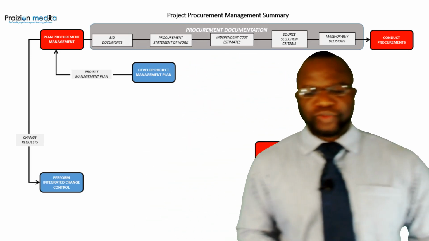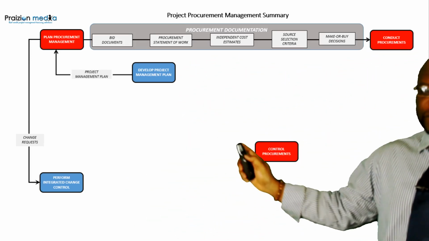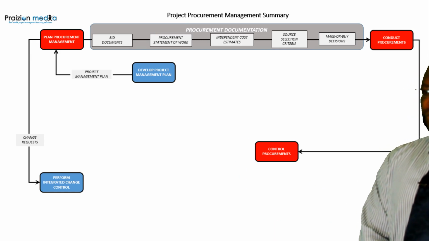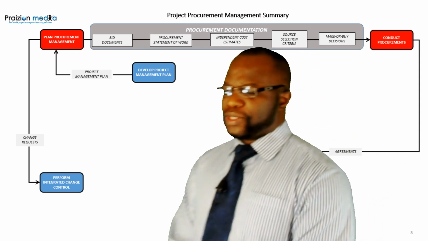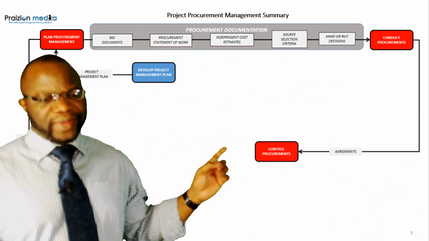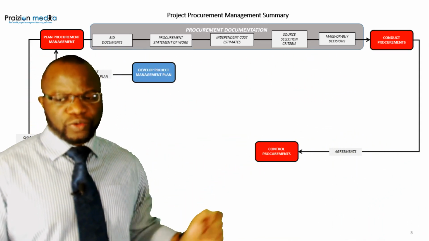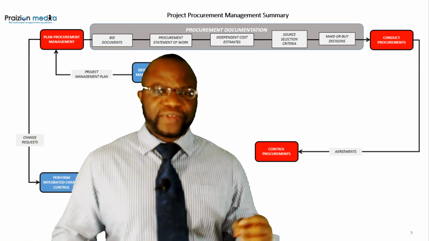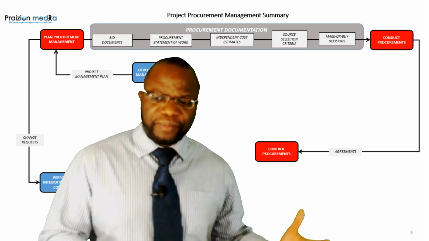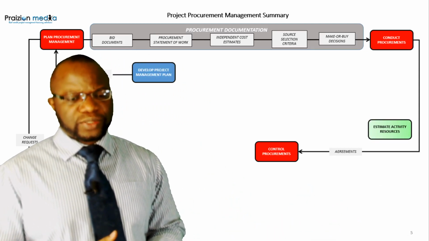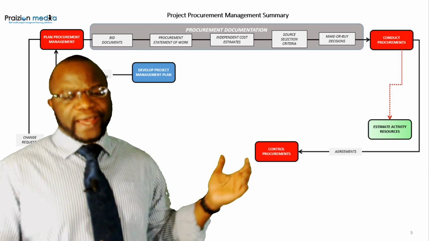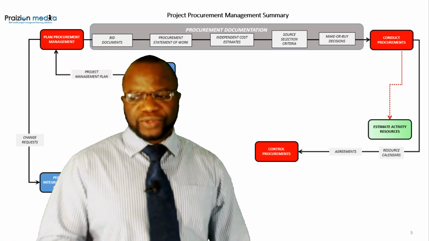Let's talk about this next one here, control procurements and the interaction between control procurements and conduct procurements. Well, conduct procurements, as you can see, is going to give agreements to control procurements. It's an input, but we derive agreements after a contract has been signed. That becomes an input to control procurements. There's also an interconnection point between conduct procurements and estimate activity resources.